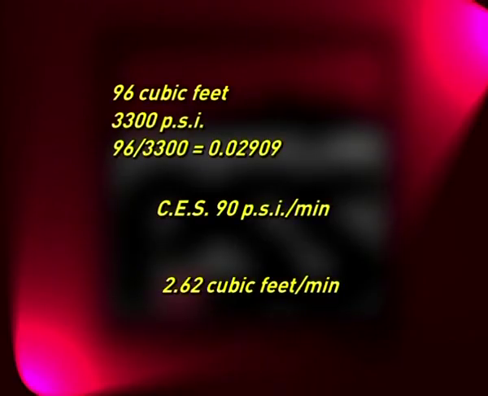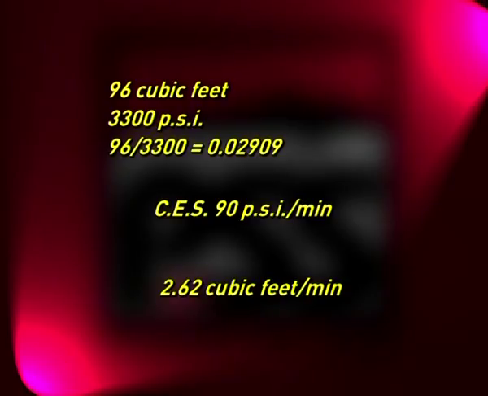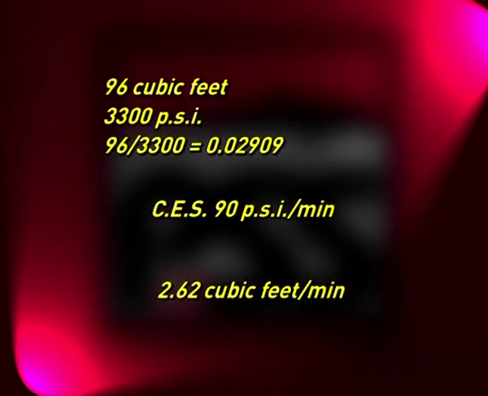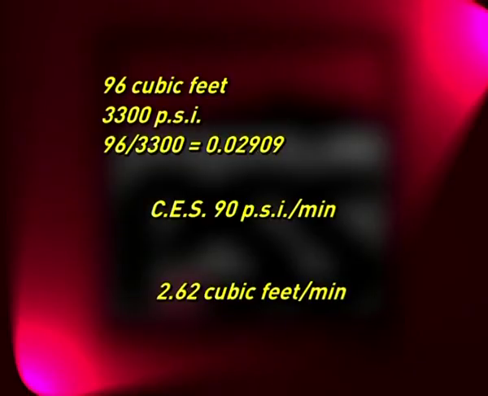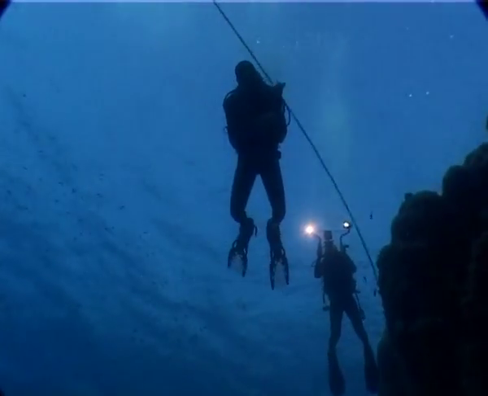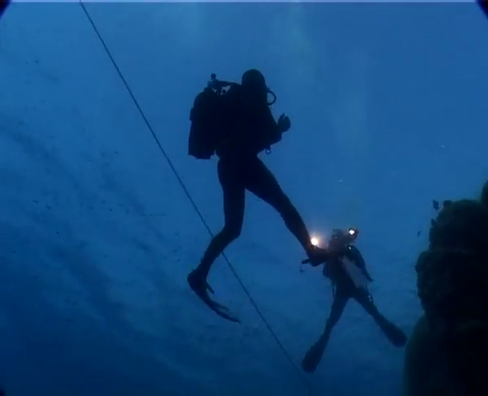For example, in a steel cylinder of 96 cubic feet at 3,300 pounds per square inch, it is 0.02909, 96 divided by 3,300. So the surface air consumption of 90 pounds per square inch a minute can be converted into a consumption of 2.62 cubic feet a minute. This is a constant figure on the surface, linked to the respiratory minute volume.